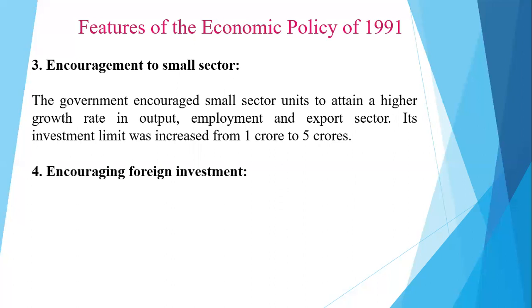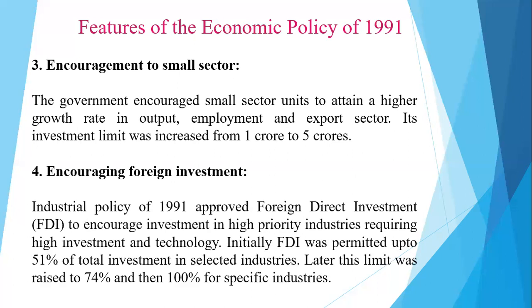Next feature, encouraging foreign investment. The industrial policy of 1991 approved foreign direct investment, that is FDI, to encourage investment in high priority industries requiring high investment and technology. Initially, FDI was permitted up to 51% of total investment in selected industries. Later, this limit was raised to 74% and then 100% for specific industries.